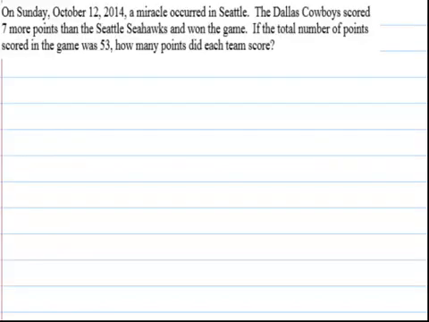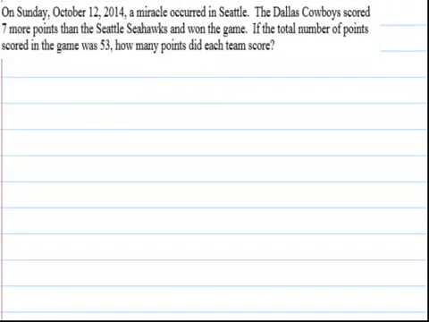On Sunday, October 12, 2014, a miracle occurred in Seattle. The Dallas Cowboys scored 7 more points than the Seattle Seahawks and won the game. If the total number of points scored in the game was 53, how many points did each team score? You can tell I'm not a big believer in the Cowboys.